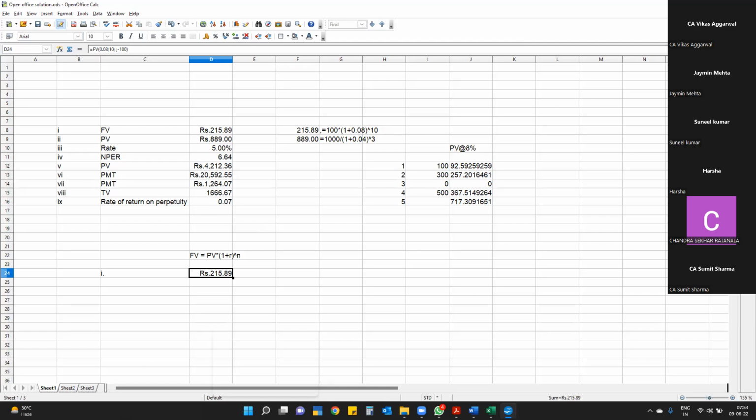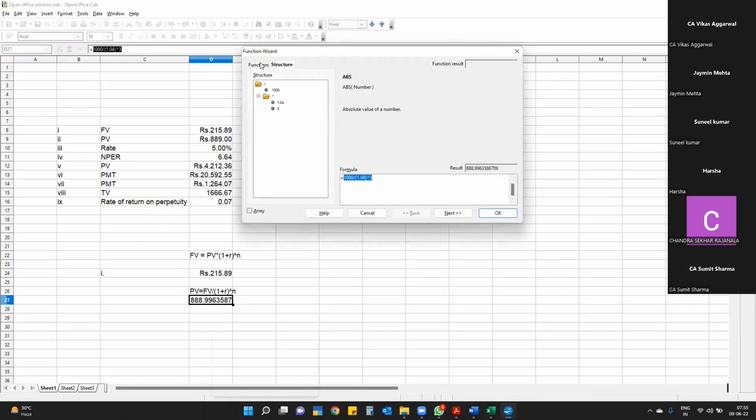Shall we move to the next? Yes, sir. Next is the PV for a lump sum. The PV formula is FV divided by 1 plus R to the power N. Here 1000 is the future value, divided by 1 plus the rate of interest, 4%. We have to convert this 4% into a decimal every time, so be careful while converting, to the power 3. The result is 888.996.